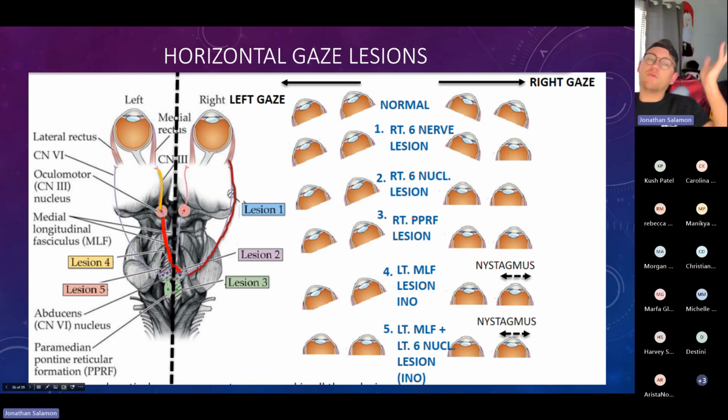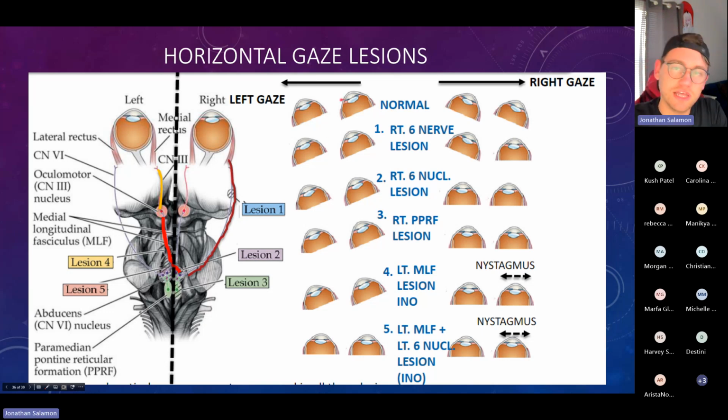This is wildly high yield. You will have questions on this, guaranteed. I think I had 2 questions on this on Step, actually. Questionably a third, but I might have gotten it wrong. But yeah, we can run through these.